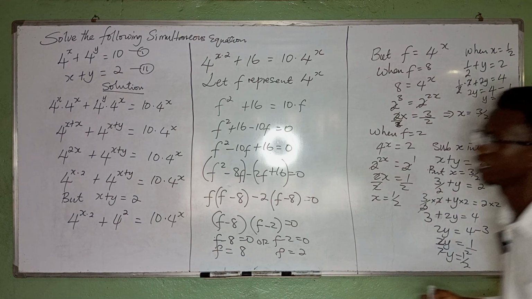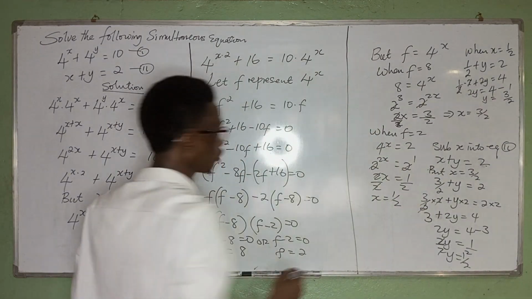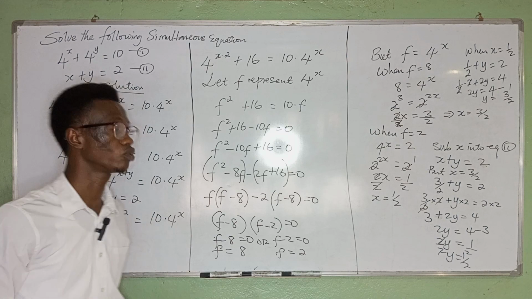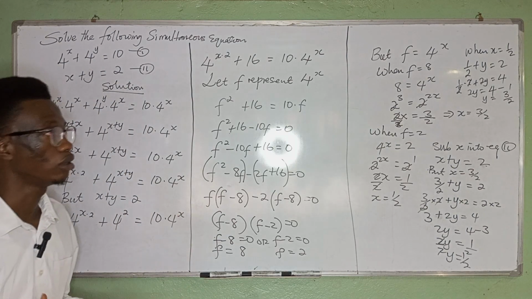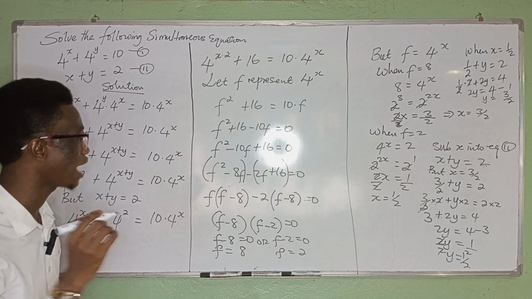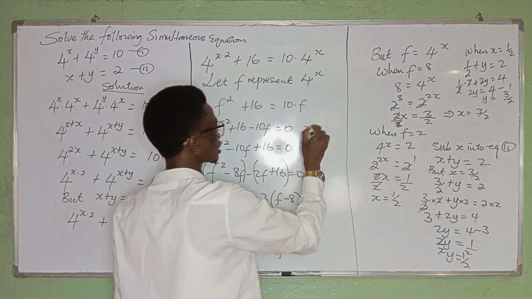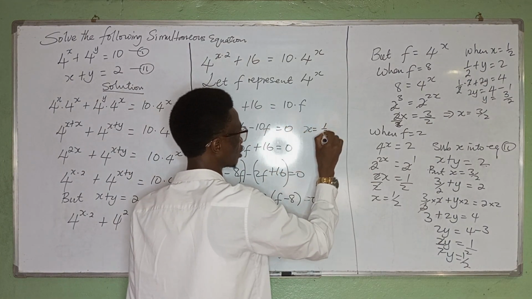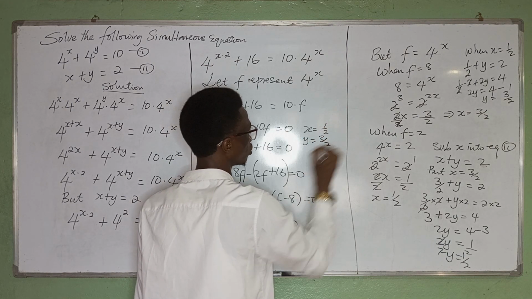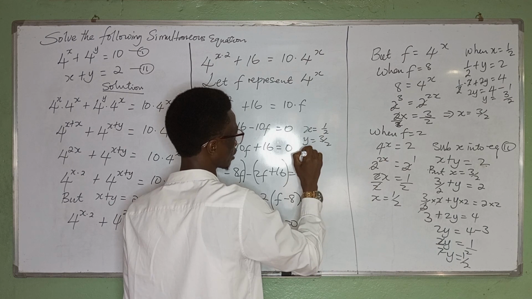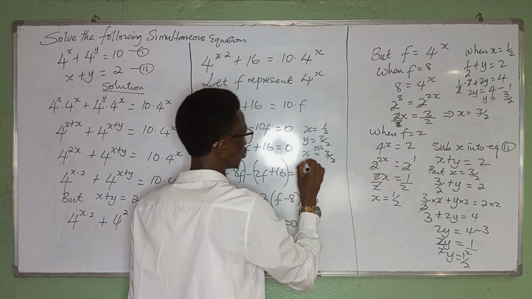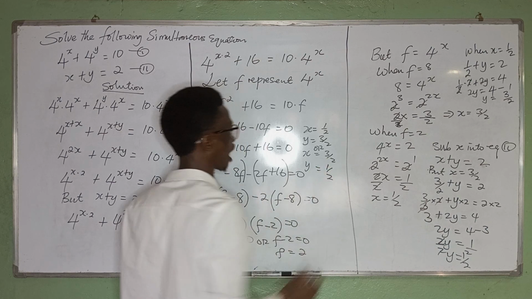So what you observe is that on those occasions, x can either be half or 3 over 2, and y will be 3 over 2 or half. So hence, our answers are going to be x equals half and y equals 3 over 2, and when x is 3 over 2, we have y equals half.